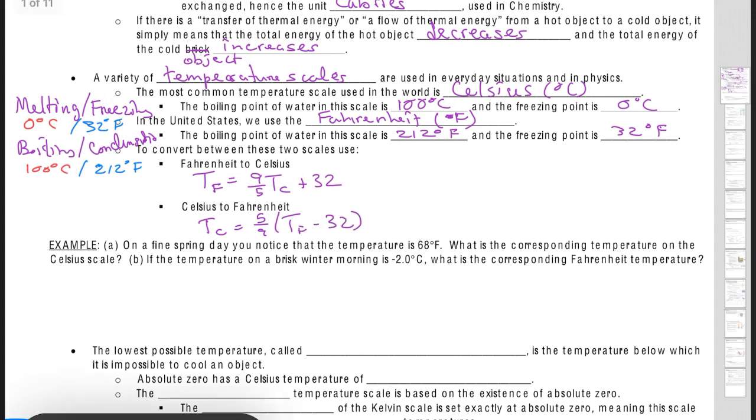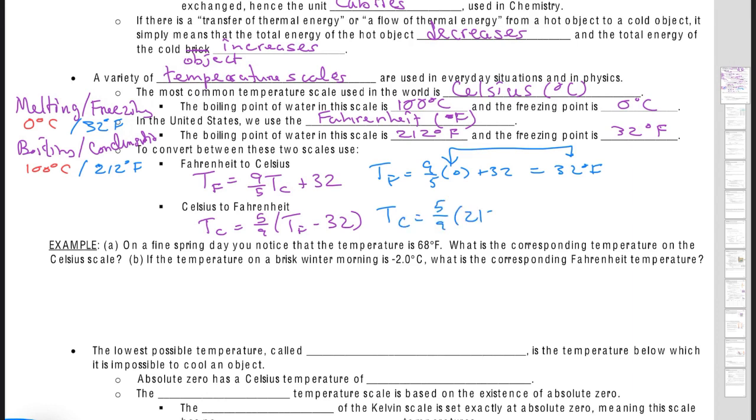So just real quick, let's do this for 0 degrees Celsius. All right, TF equals 9/5 times 0 plus 32. I get 32 degrees Fahrenheit. They match up. And let's say I want to do 212. So TC equals 5/9 times 212 minus 32. And so this becomes 180. And then 5 times 180 over 9 is 100 degrees Celsius. And so there's your 212.